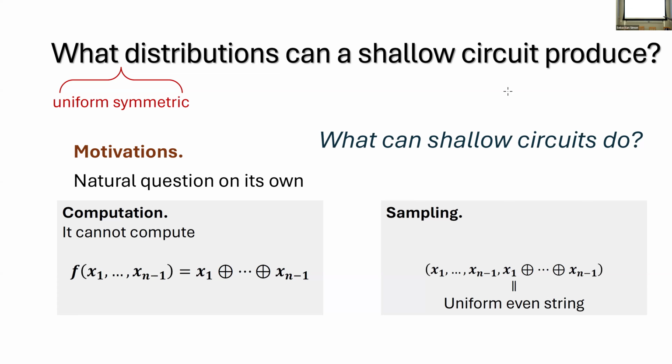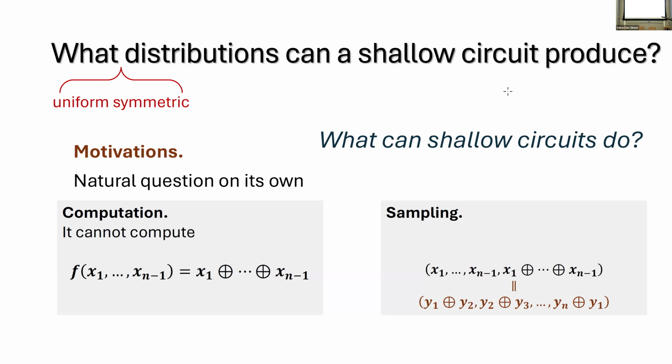This distribution is actually producing a uniform string of even Hamming weight. Why is it even? Because the first n-1 bits can have arbitrary parity, but then the last one is going to cancel that. And why is it uniform? Well, the first n-1 bits are unbiased and uniform, so this string is also uniform. So this is the distribution we want to generate. And to generate such a distribution, we have a better approach than directly computing the parity function.